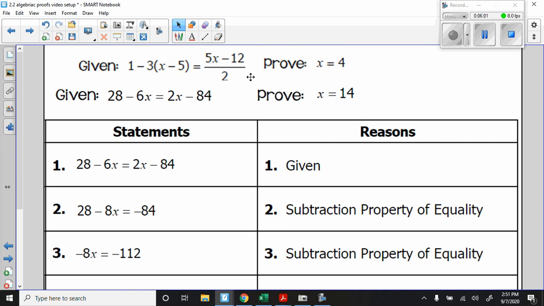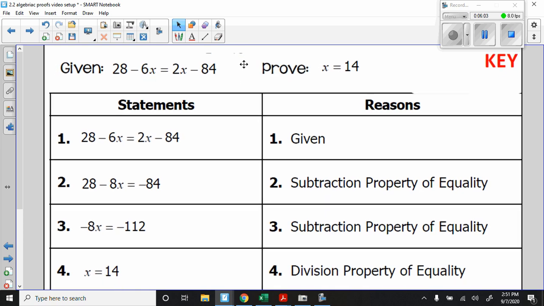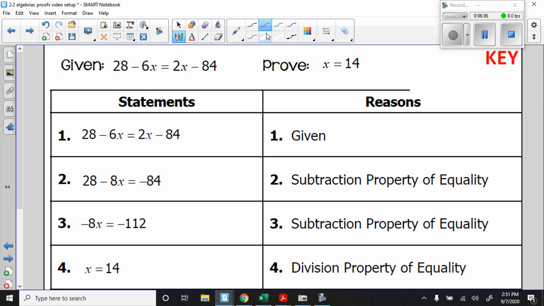So here's a really big question. Here is a pretty, not too big one. I decided to do a smaller one. So here's an equation. Here's what you have to prove. You always have a given and a prove. So you're given this. Show me that x equals 14. Well, what's nice is they give you the first step already. So the first step is to write your equation, and we write given.